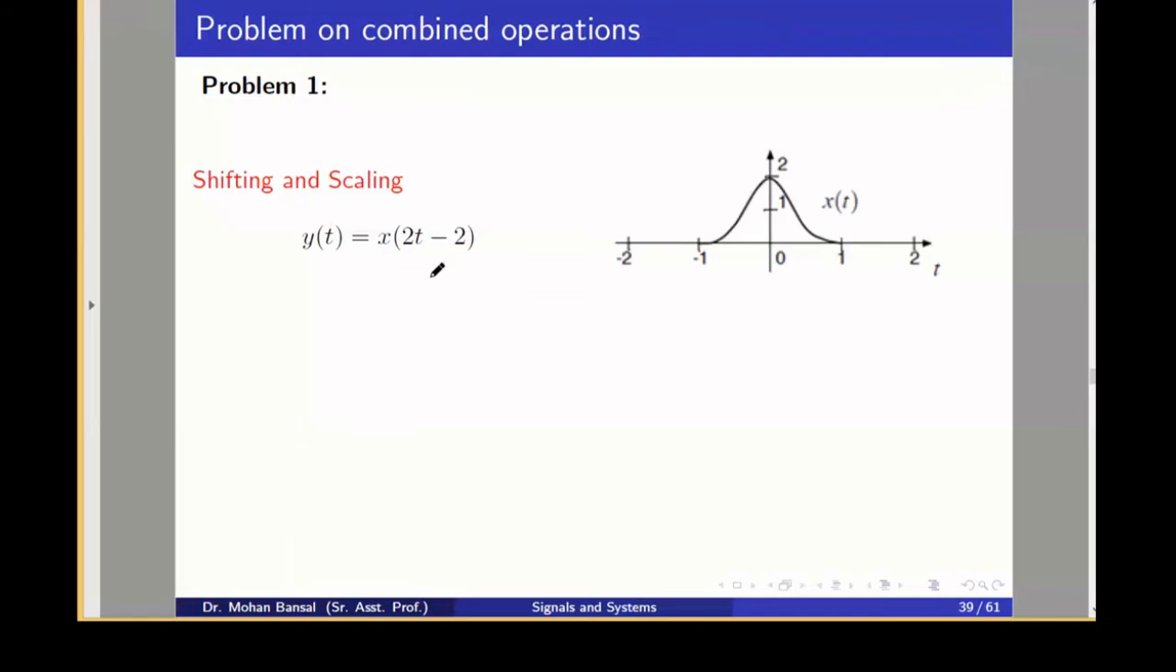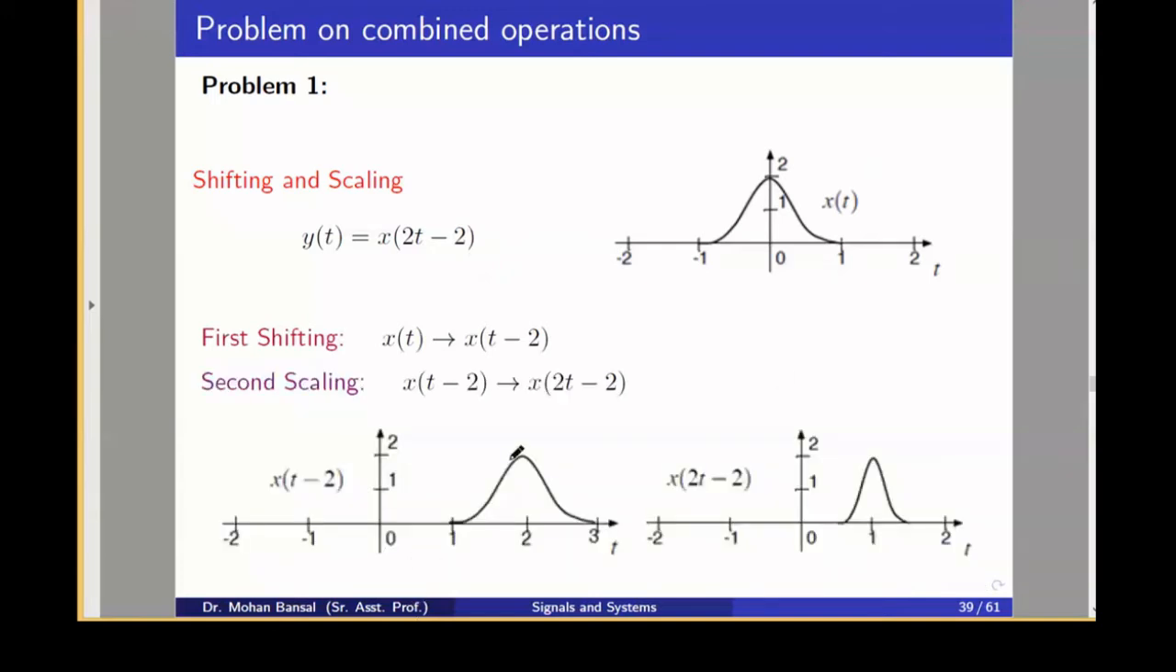So you will have to plot y(t) equal to x(2t-2). Signal x(t) is given here. So what will we do first? Shifting, sir. Shifting by the amount of 2. Okay, so it will start at 1 and it will end at 3.